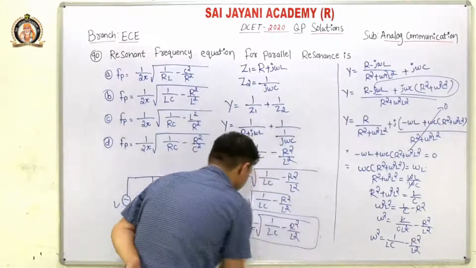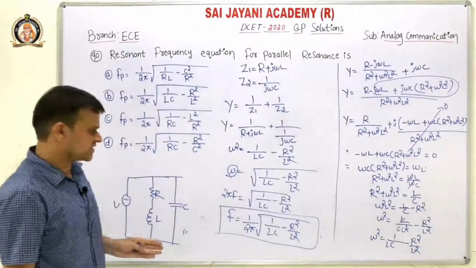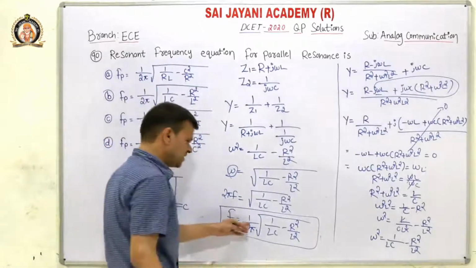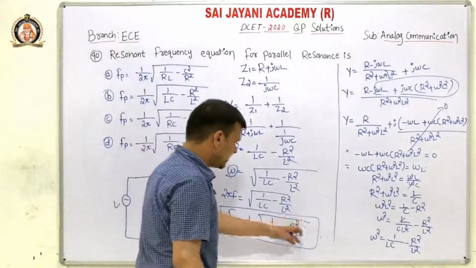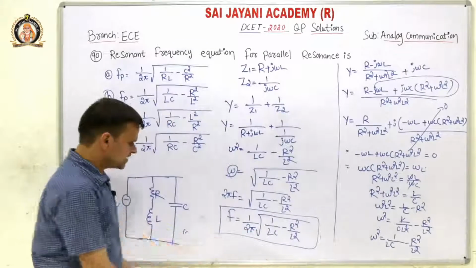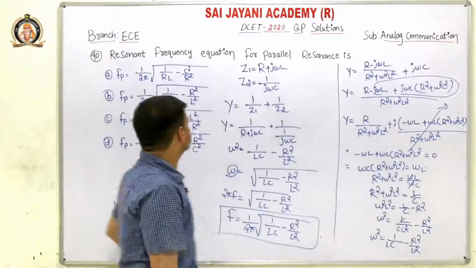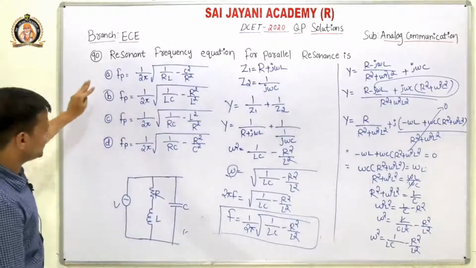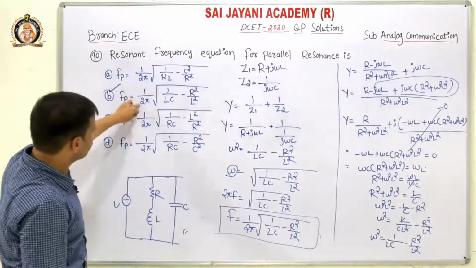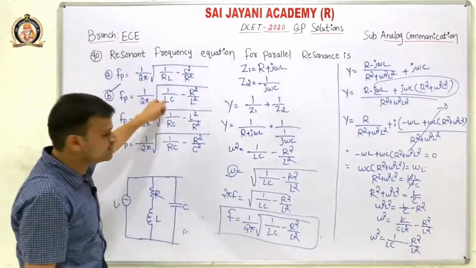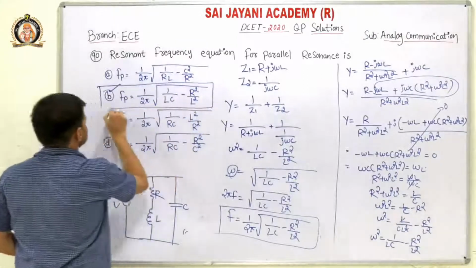This is the resonant frequency equation for the parallel resonant circuit. That is, f is equal to 1 divided by 2 pi square root of 1 divided by LC minus R square divided by L square. So for question number 90, option B, that is Fp is equal to 1 divided by 2 pi square root of 1 divided by LC minus R square divided by L square, is the right answer.